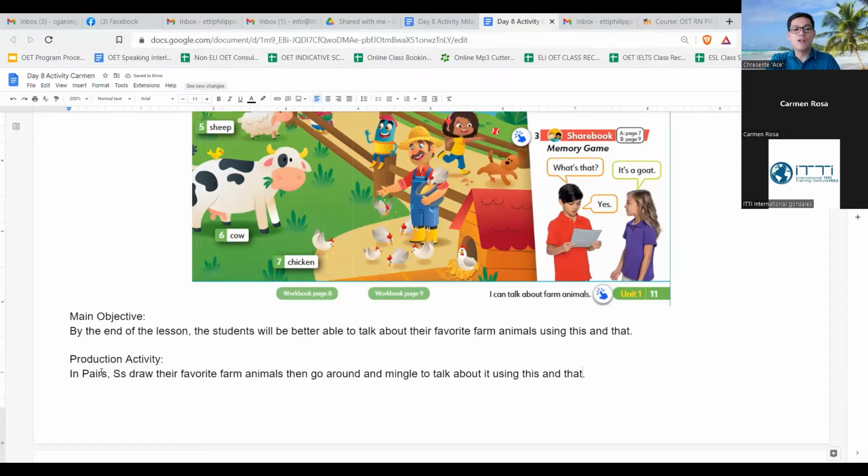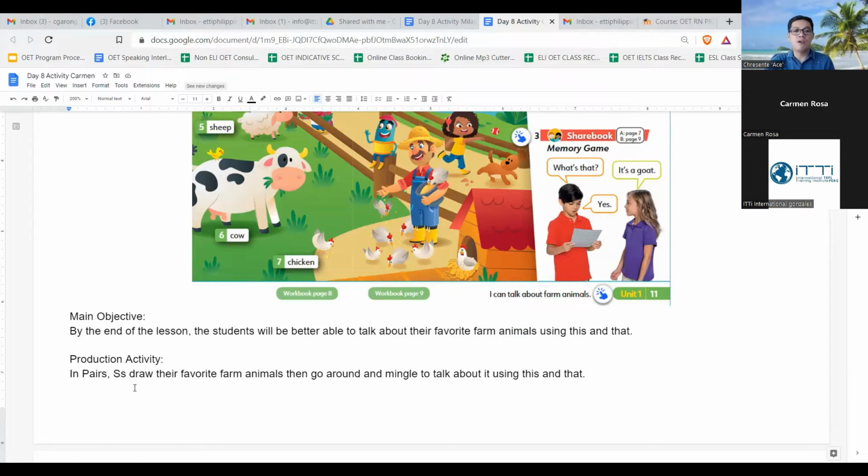So this production activity coincides with your main objective, right? Because they have to match. Yes, they have to mingle, go around. You said yesterday to match the objective to the application. Now I understand. Does it match now? Yes. So that's how we write the main objective and then the production application activity.